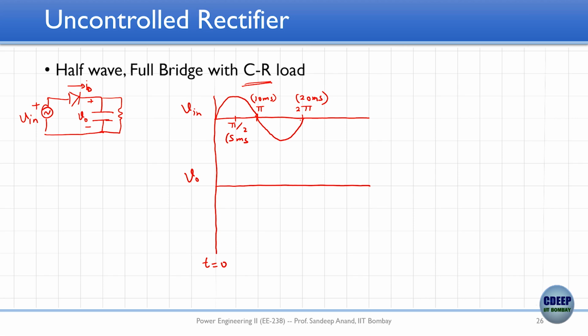So what happens between 0 to pi by 2? What would be the output voltage? How would the output voltage look?